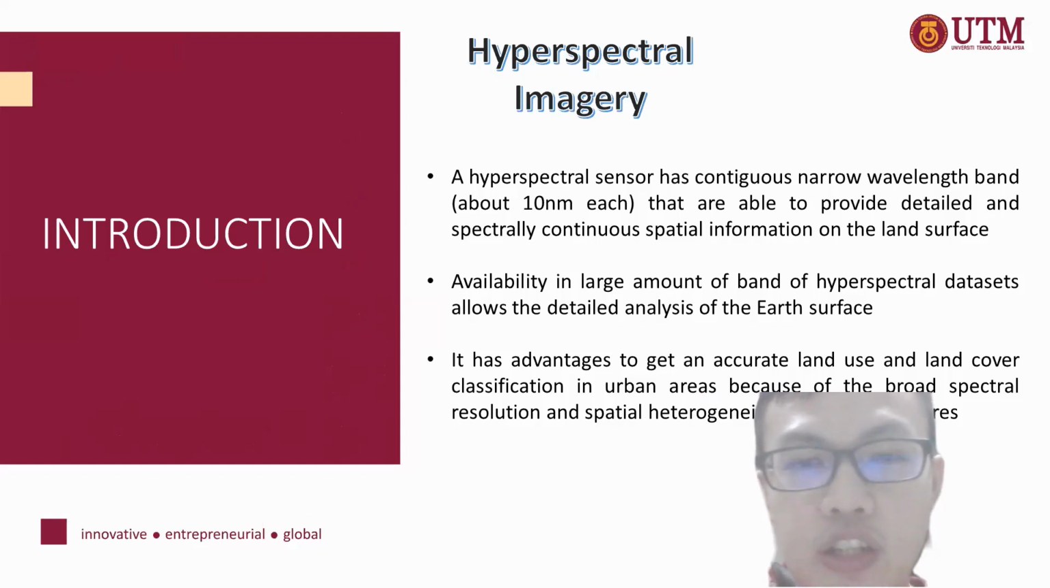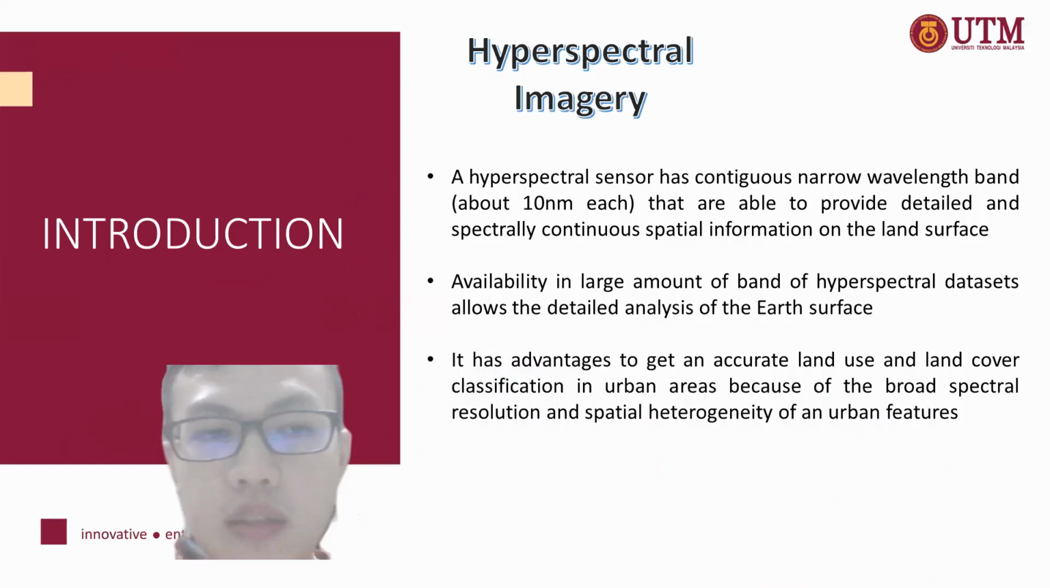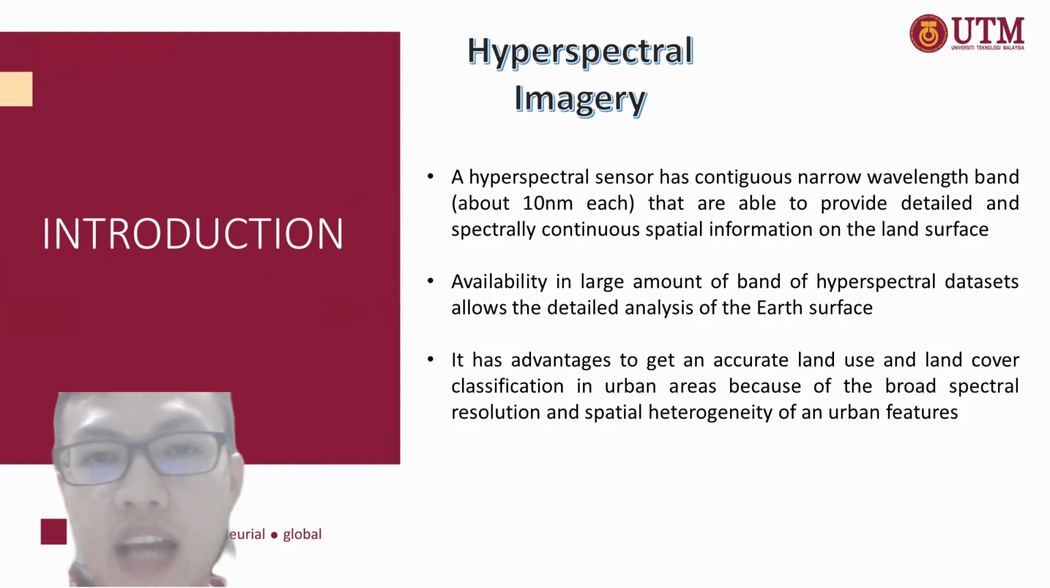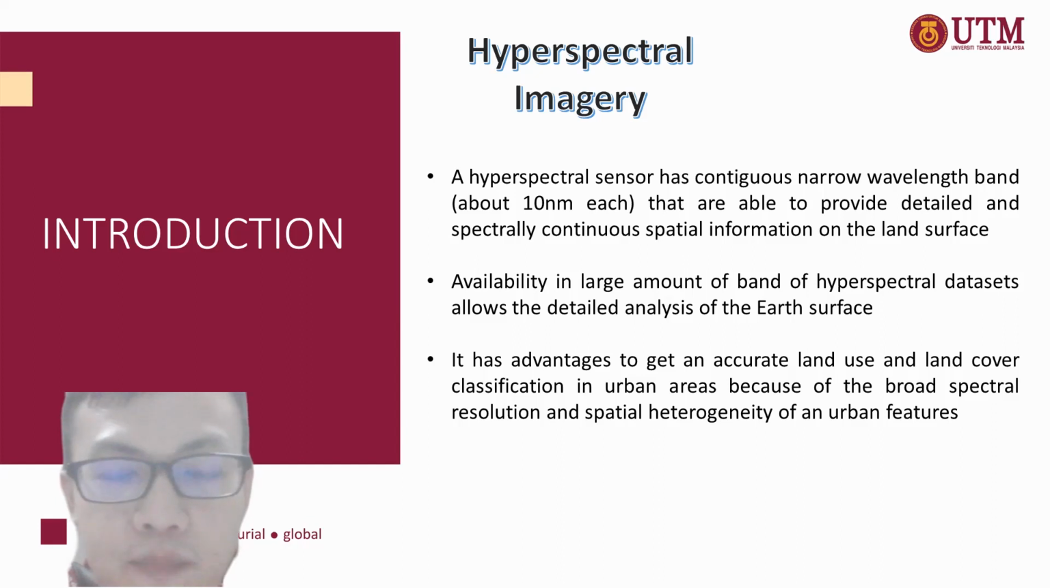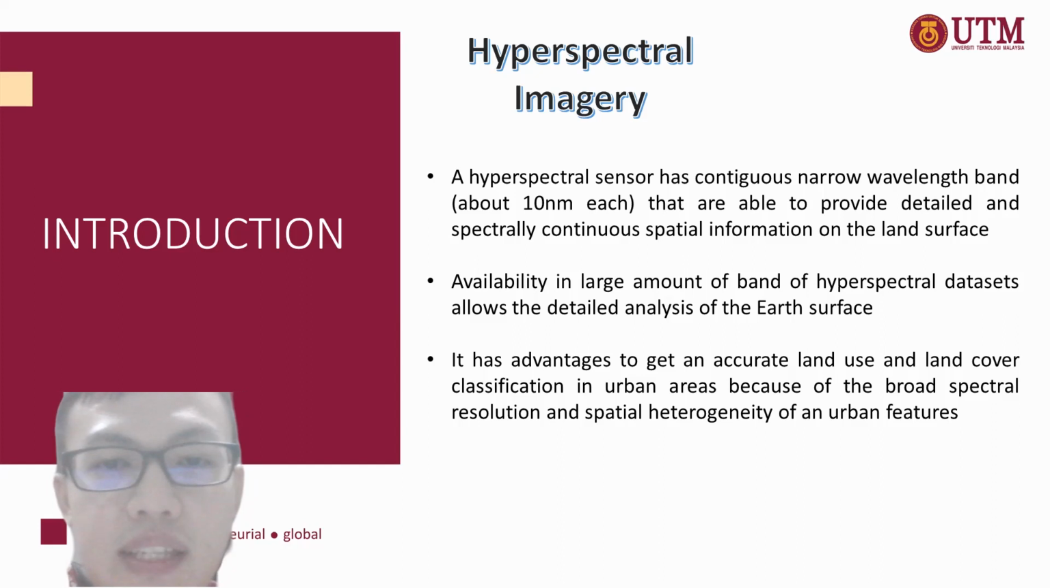In the introduction, I will be focusing on hyperspectral imagery. A hyperspectral sensor has continuous narrow wavelength bands, about 10 nanometers per band. They are able to provide detailed and spectrally continuous spatial information on the land surface. And next is the availability of a large amount of hyperspectral datasets for detailed analysis of the Earth surface.